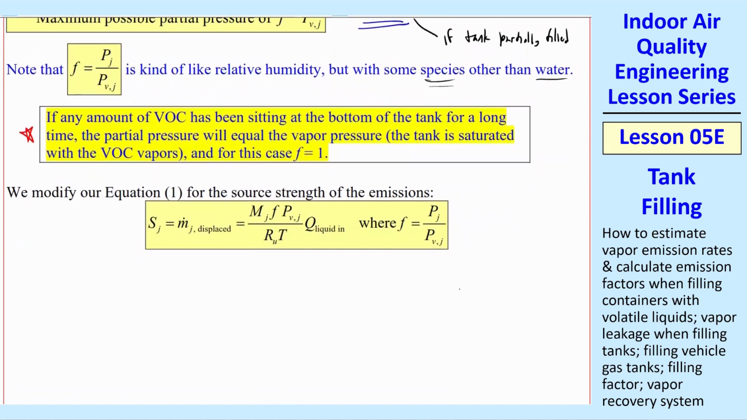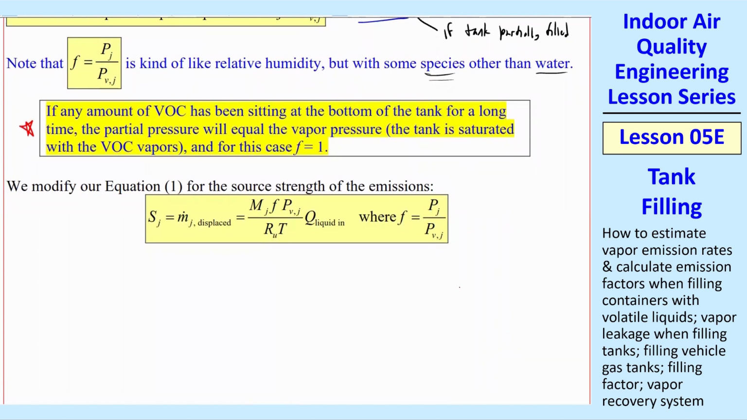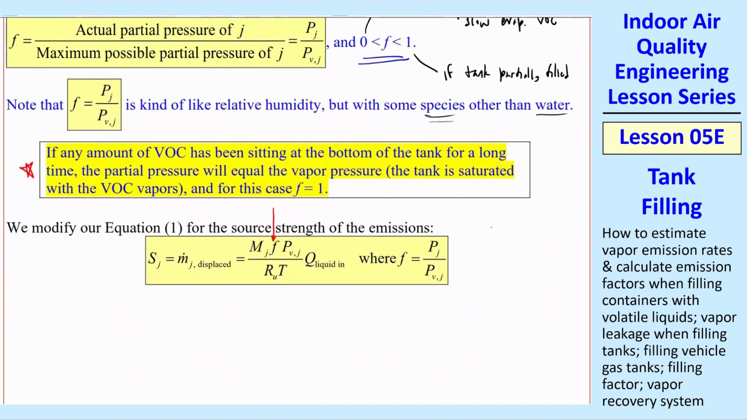So the source strength, or the m_j, is here. The only difference between this and the previous equation is we threw that F in there. It's just a fudge factor. Instead of P_j, we put F times P_vj, since P_j is equal to F times P_vj from this equation. So this is the more general equation that we'll use for these kind of problems. The thing that remains then is to figure out what F is.